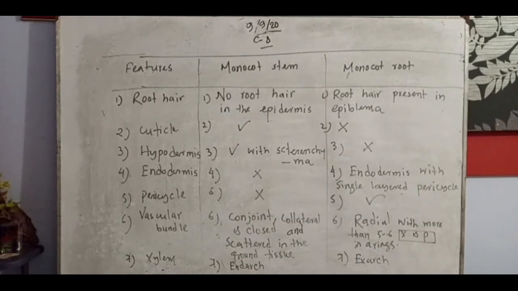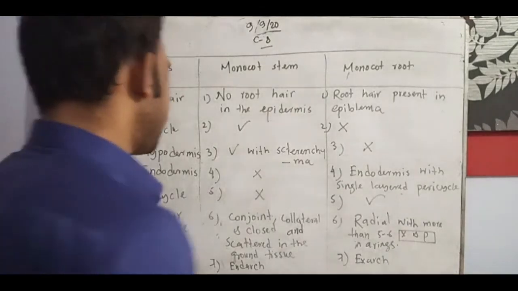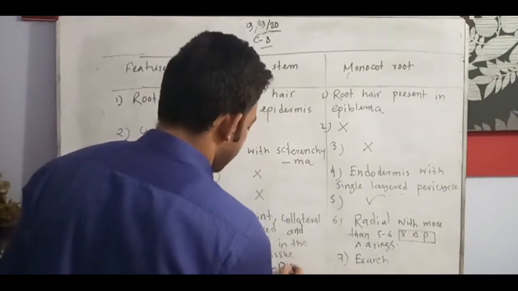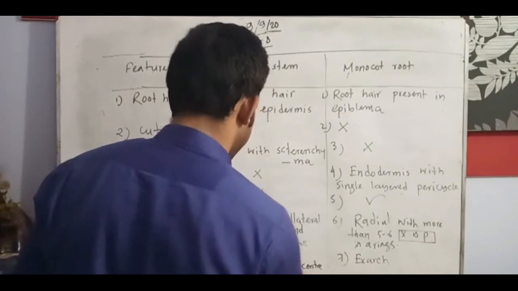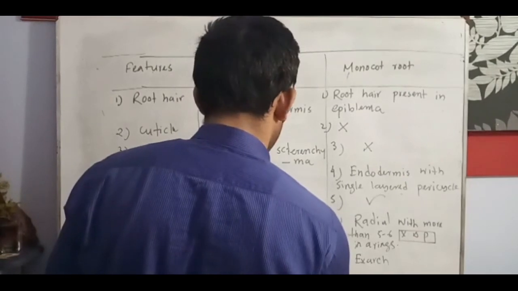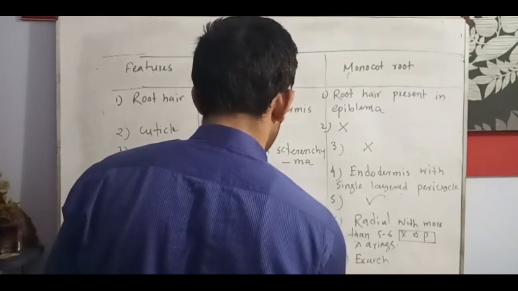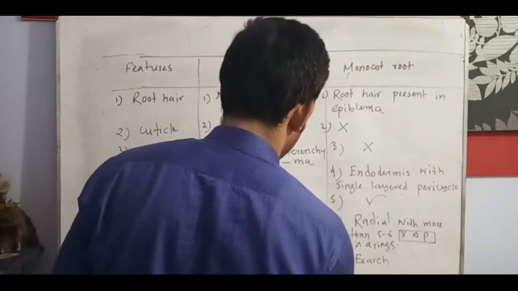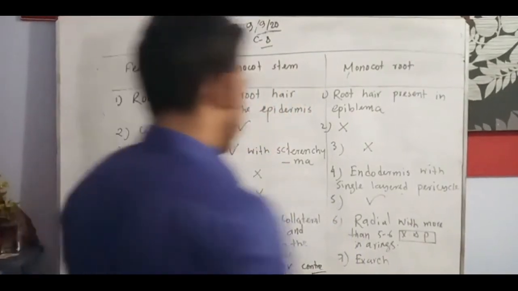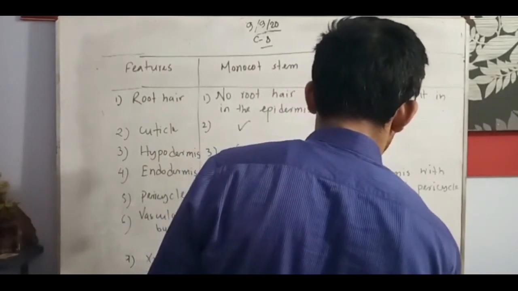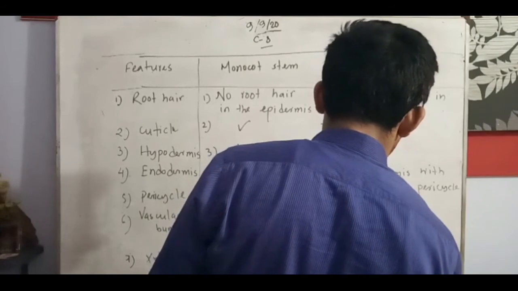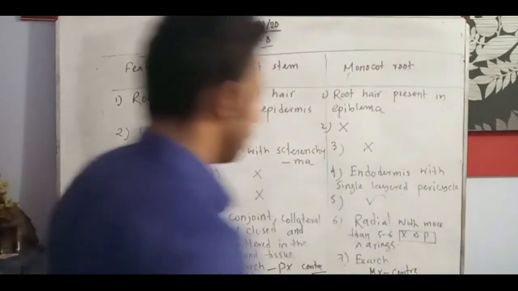You can go through the vascular tissue system. In endarch, the protoxylem is at the center and the metaxylem is towards the circumference, or outer. And in exarch, the metaxylem is at the center and the protoxylem is outer. This is the exarch.